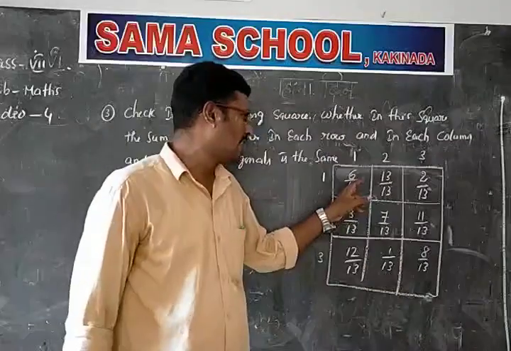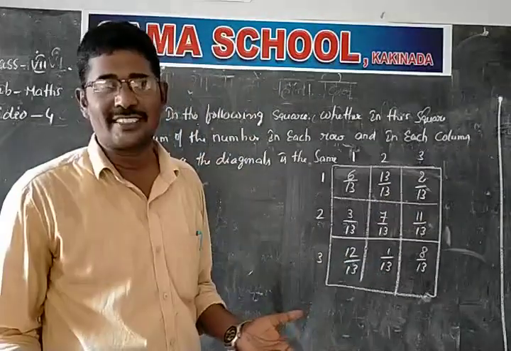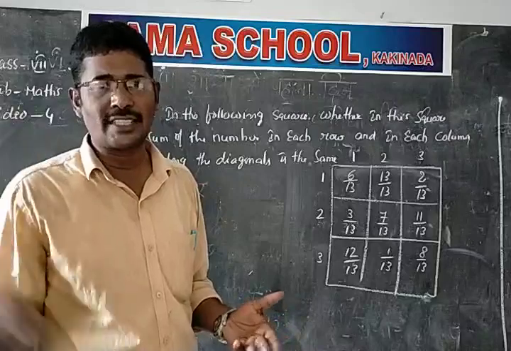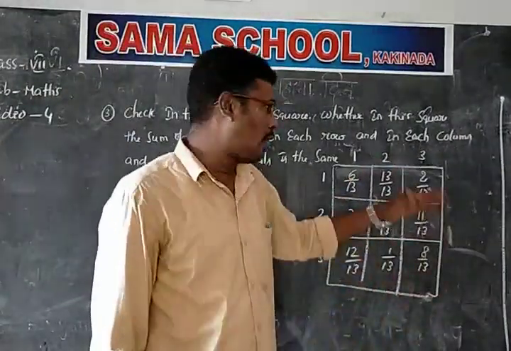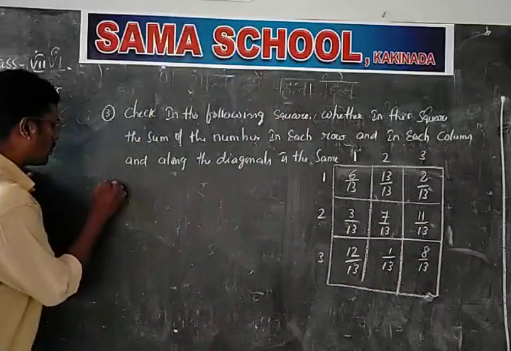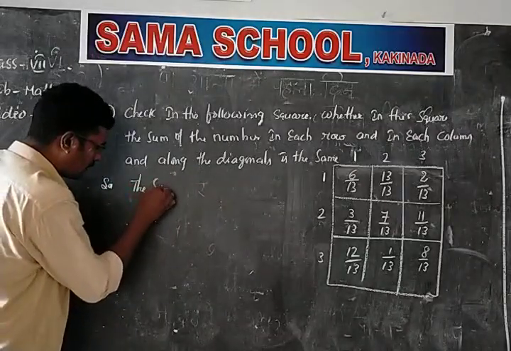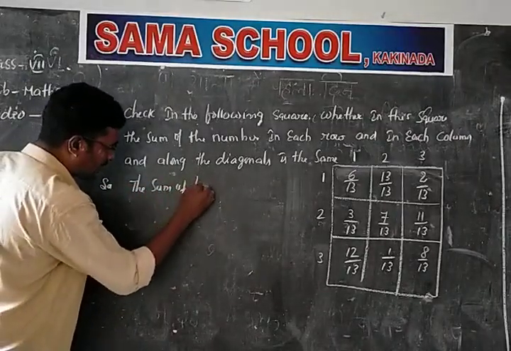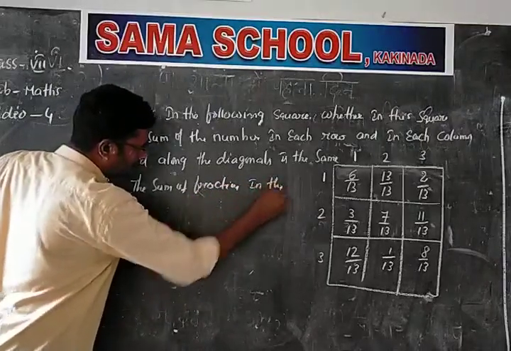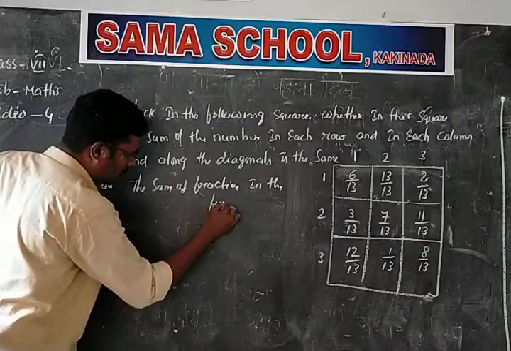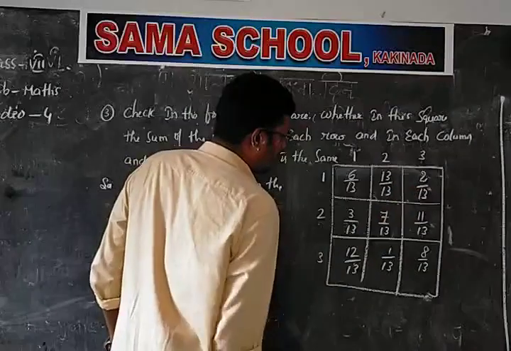The fractions are already given: 6 by 13, 13 by 13, 2 by 13. What is the type of the fraction? I already told you in previous classes about like fractions. These are like fractions. Now, one by one. Our first solution: the sum of fractions in the first row. What are the fractions given?